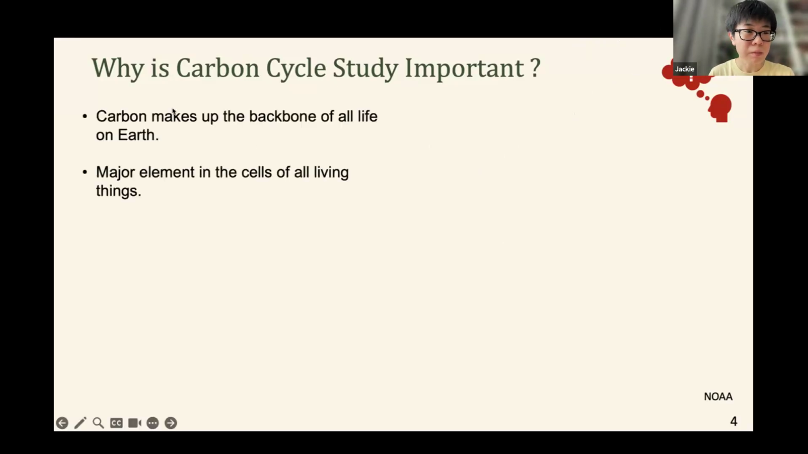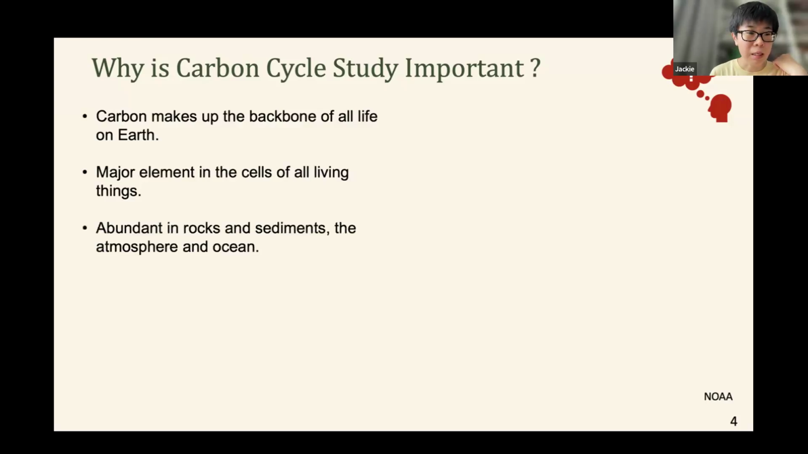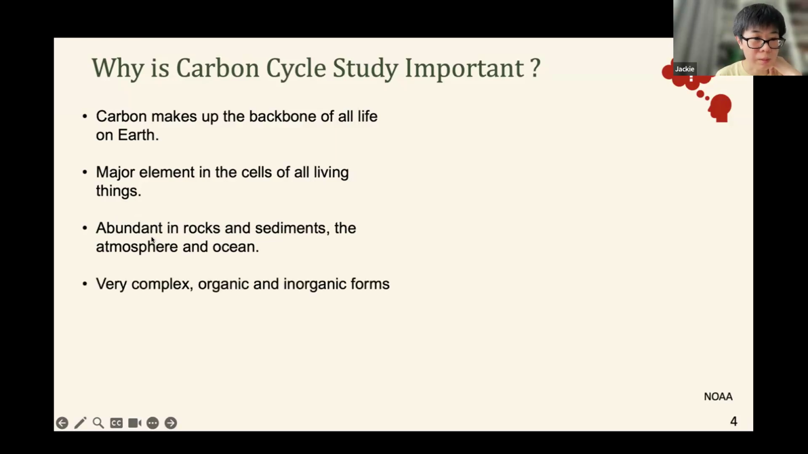First of all, we know that carbon makes up the backbone of all life on Earth, right? It is also the major element in the cells of all living things. Besides, if we look at the amount, it is abundant in rocks and sediments, and also in the atmosphere and ocean. Because of this large amount, and also its complexity, the carbon cycle is very complex.